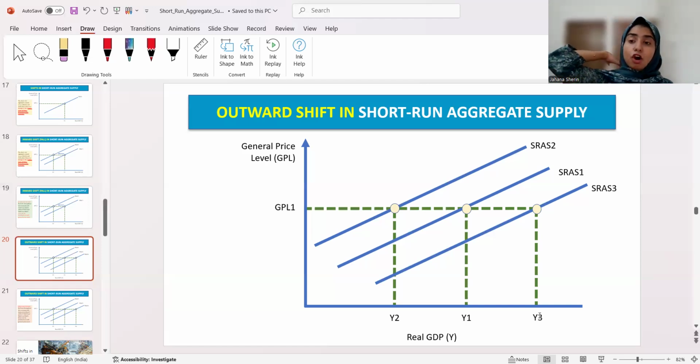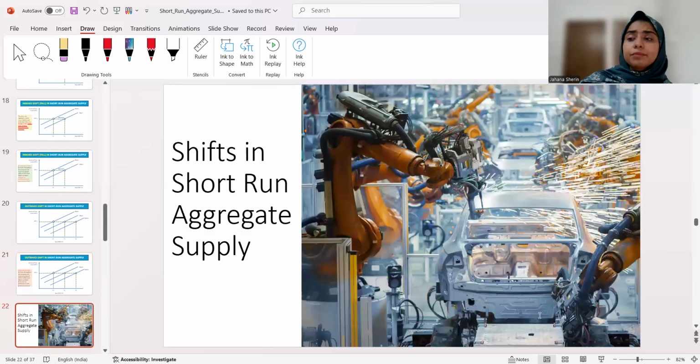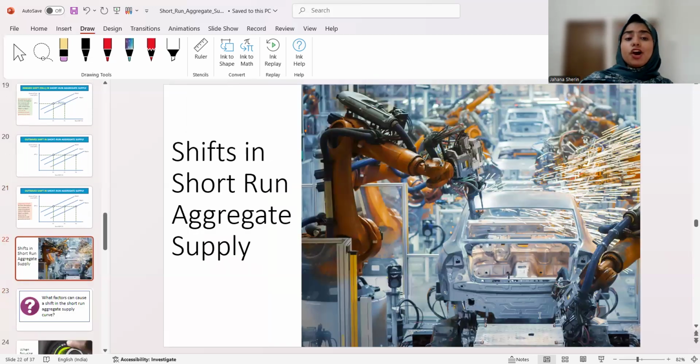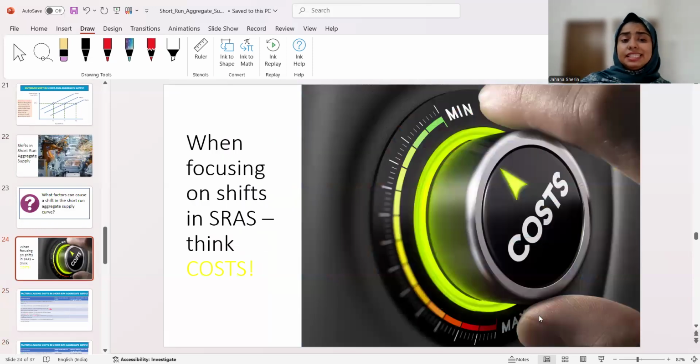For example, if cost of production is reduced, the producer will get more profit. That means they will be incentivized to produce more, so that can shift SRAS forward. I hope it is clear. This is a very general idea about SRAS, the shift in the short-run aggregate supply curve. We'll now discuss in detail the factors which cause a shift in SRAS.